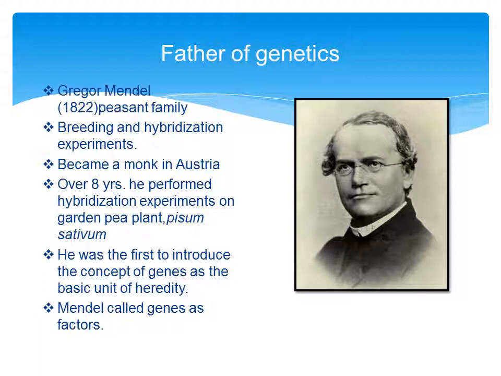He was born in 1822 in a peasant family, and he then became a monk in an Augustinian monastery in Austria. He had a great interest in plant breeding and hybridization experiments of different plant varieties. Breeding and hybridization experiments were his main fields. Over 8 years, he performed hybridization experiments on the garden pea plant, or Pisum sativum.